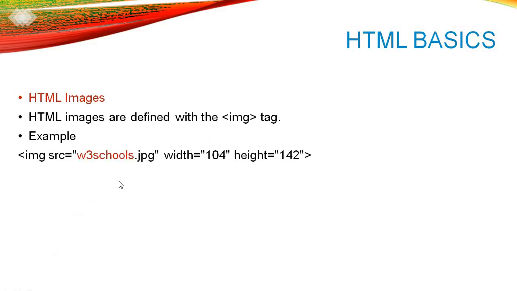Next, the HTML image. The HTML image is another tag, denoted by IMG, that is the image tag. Like <img>, the source we will mention. Here is the w3schools.jpg image, whose width and height are to be given. So it is the HTML image.